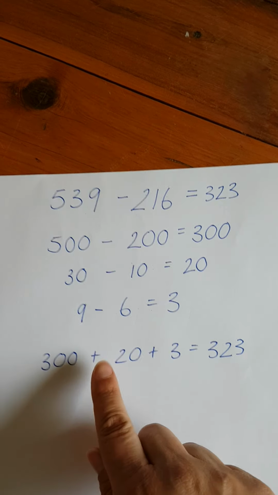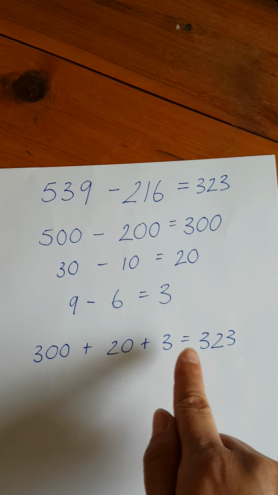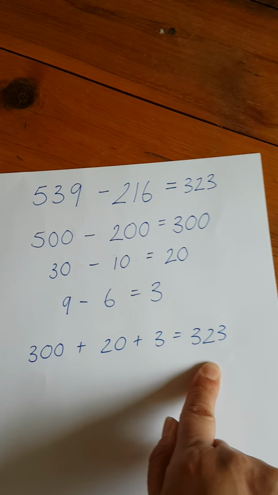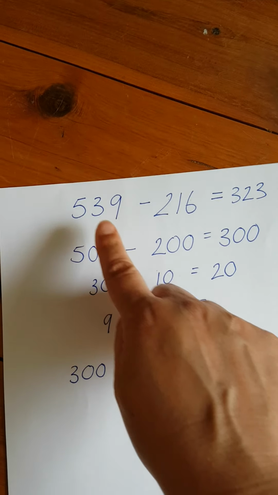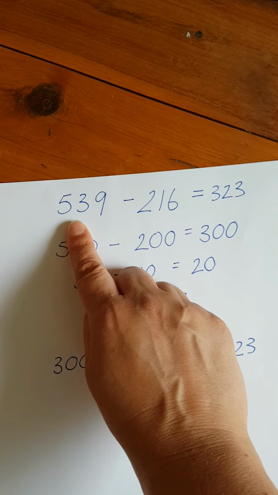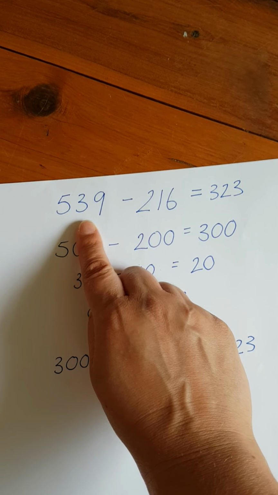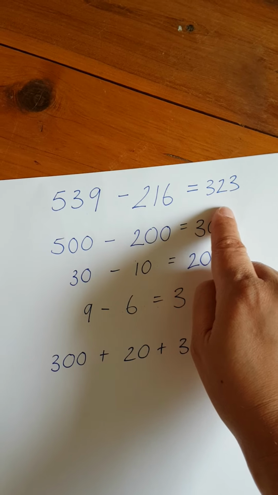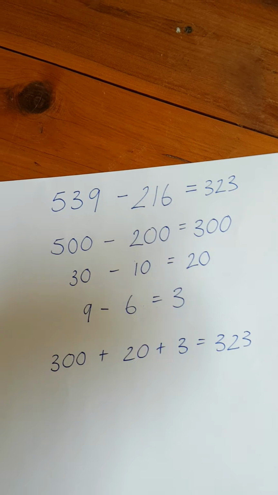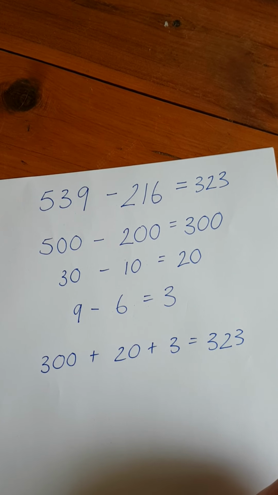So we have 300 plus 20 plus 3 equals 323 to put all our small parts of the answer back together. And then, of course, we put it up here to show our final answer. 539 subtract 216 equals 323. And that is how the split strategy works.